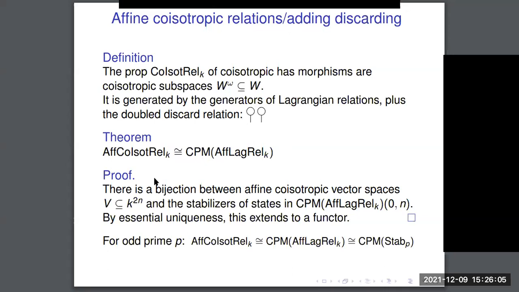yeah, and the way that this is shown, the crucial part is using the essential uniqueness of purification. So in particular, the affine coisotropic relations are, up to scalars, isomorphic to mixed stabilizer states, in the sense of stabilizer states where you add discarding. This can be characterized by the affine coisotropic relations over FP.